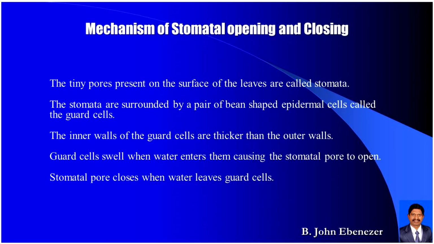Mechanism of stomatal opening and closing. The tiny pores present on the surface of the leaves are called stomata. The stomata are surrounded by a pair of bean-shaped epidermal cells called guard cells. The inner walls of the guard cells are thicker than the outer walls. Guard cells swell up when water enters them, causing the stomatal pore to open. Stomatal pore closes when water leaves the guard cells.